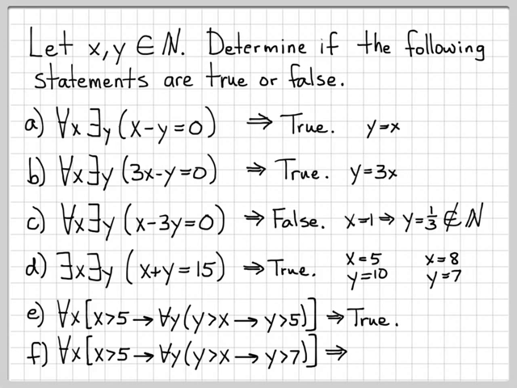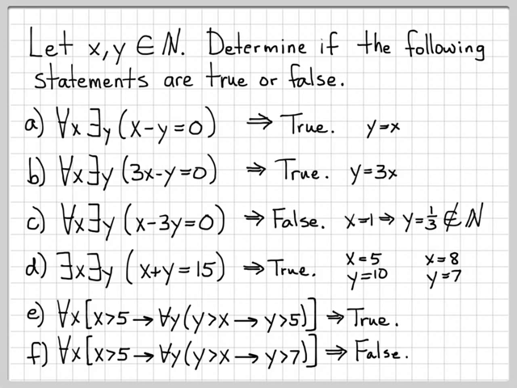Well, just a minute ago we said x greater than 5 includes 6, 7, 8, 9, etc., which means that y has to be 7, 8, 9, 10, 11, etc. So the number 7 is included in the values for y here. Is 7 greater than 7? Well, that's not true. That's false. 7 is not greater than 7. So this statement is false. It is a false statement.